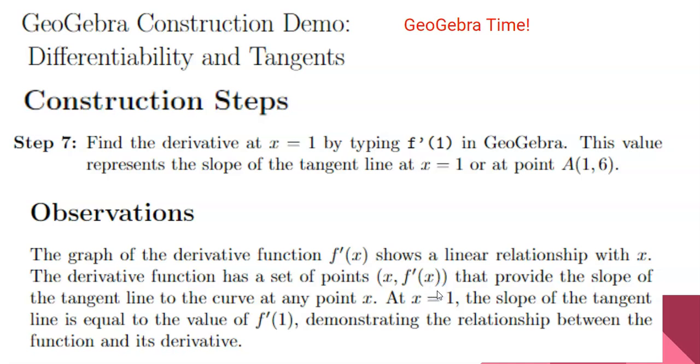Here are our observations. The graph of the derivative function f prime of x shows a linear relationship with x. The derivative function has a set of points (x, f prime of x) that provide the slope of the tangent line to the curve at any point x. At x equal to 1, the slope of the tangent line is equal to the value of f prime of 1, demonstrating the relationship between the function and its derivative.